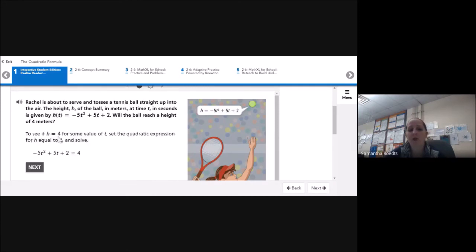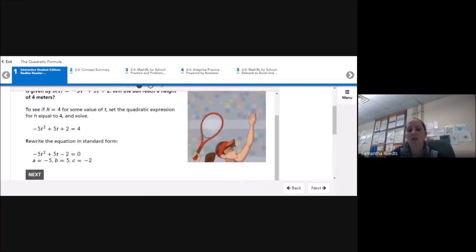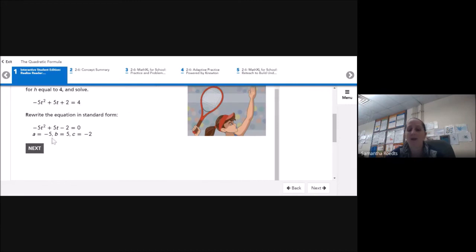So to see if h equals 4 for some value of t, I set the quadratic equation of h equal to 4 and solve. So negative 5t squared plus 5t plus 2 equals 4. Okay, I rewrite the equation in standard form. So negative 5t squared plus 5t minus 2. So I subtracted 4 from both sides. My a value is negative 5, b value is 5, and c equals negative 2.